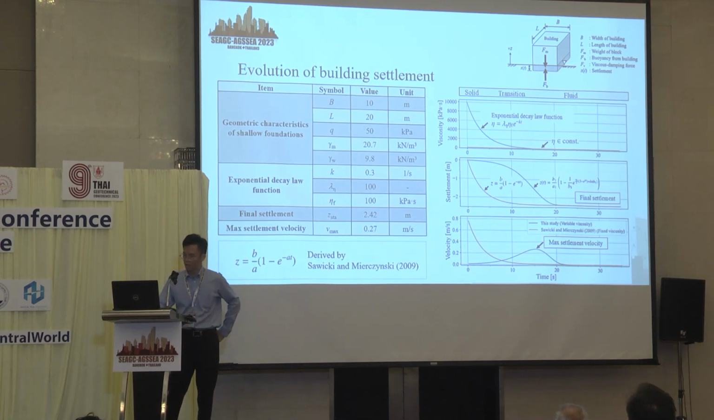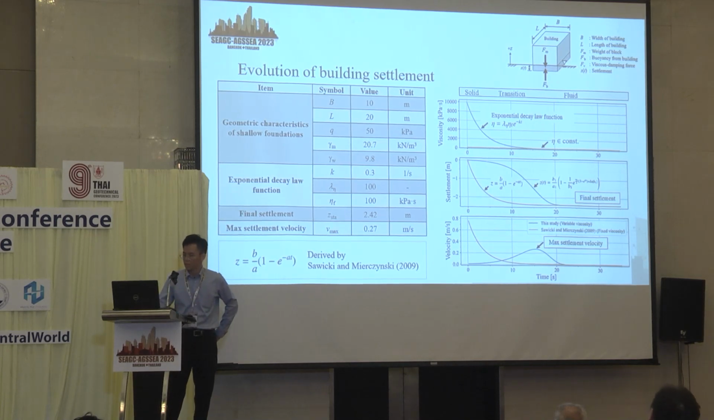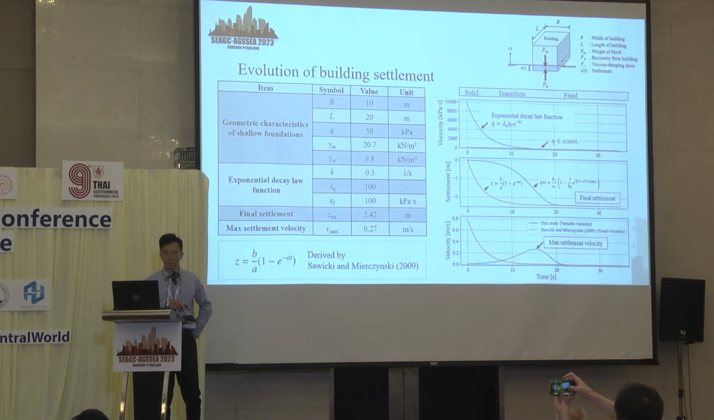In order to show the evolution of the building settlement, we assume the geometric characteristic of the foundation is 10 by 20 meters with a contact pressure of 50 kilopascals. We can refer to the diagram on the right-hand side. In the blue line, we use the exponential decay law function proposed in this study to describe the transition of the soil matrix to the fluid state during soil liquefaction. They will be decayed.